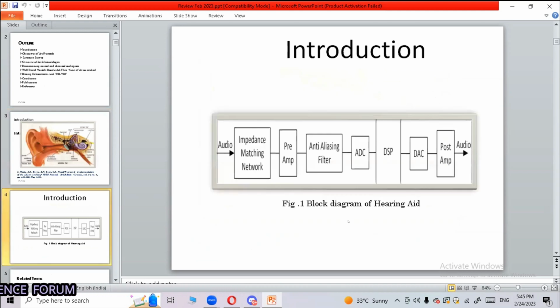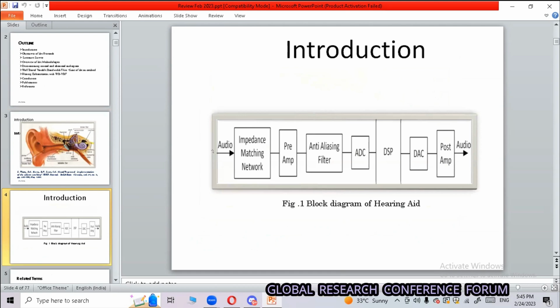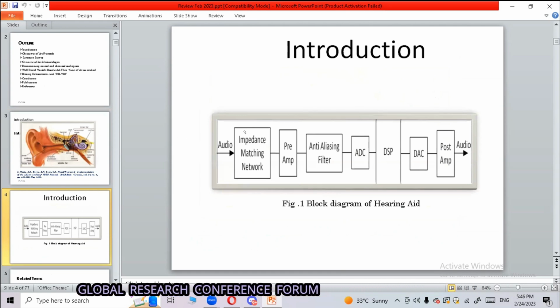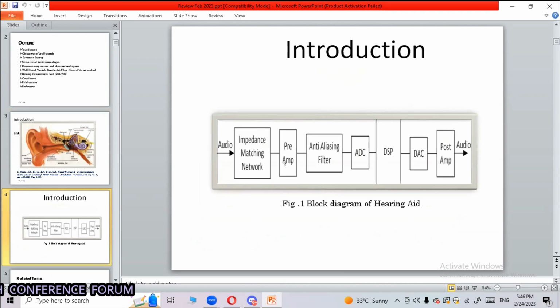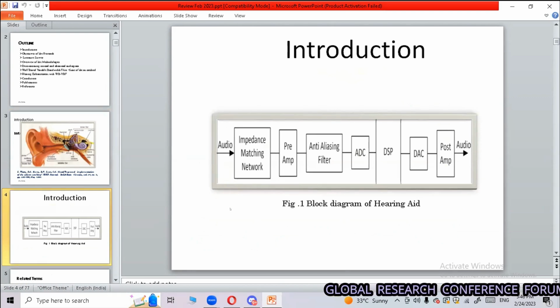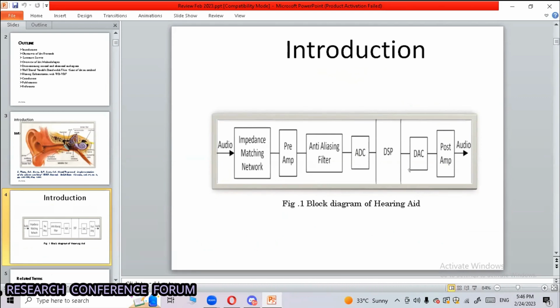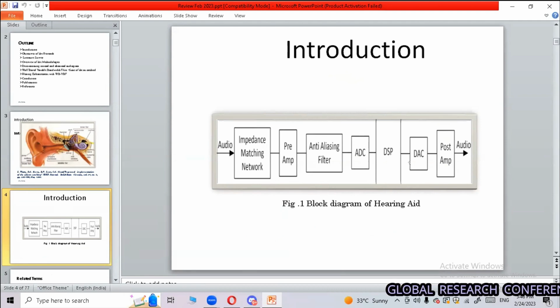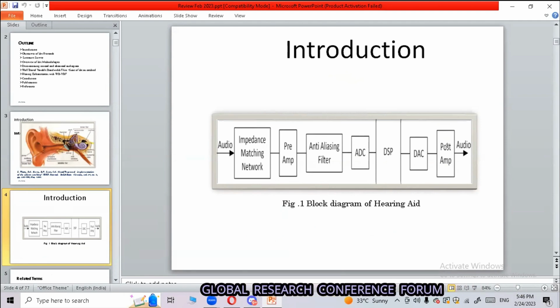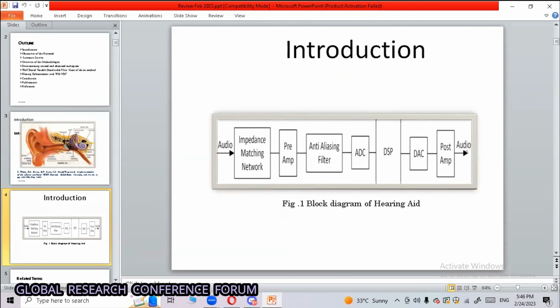So this is the diagram of hearing aid system. Now I am comparing this diagram with the earlier diagram, which is the ear. So the impedance matching network and pre-amplifier along with the microphone we can compare with the outer ear, and the ADC and DSP part will work as the middle ear, and the DAC and the speaker part can work as the inner ear.